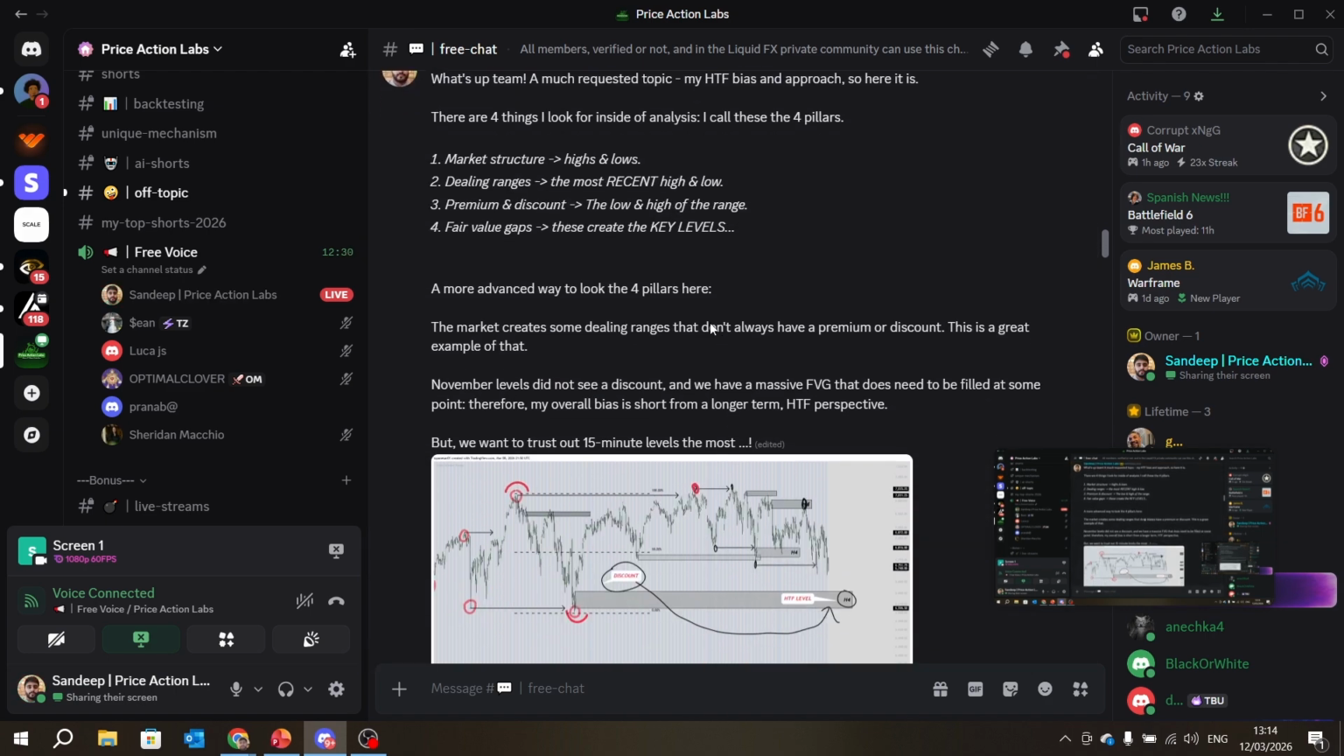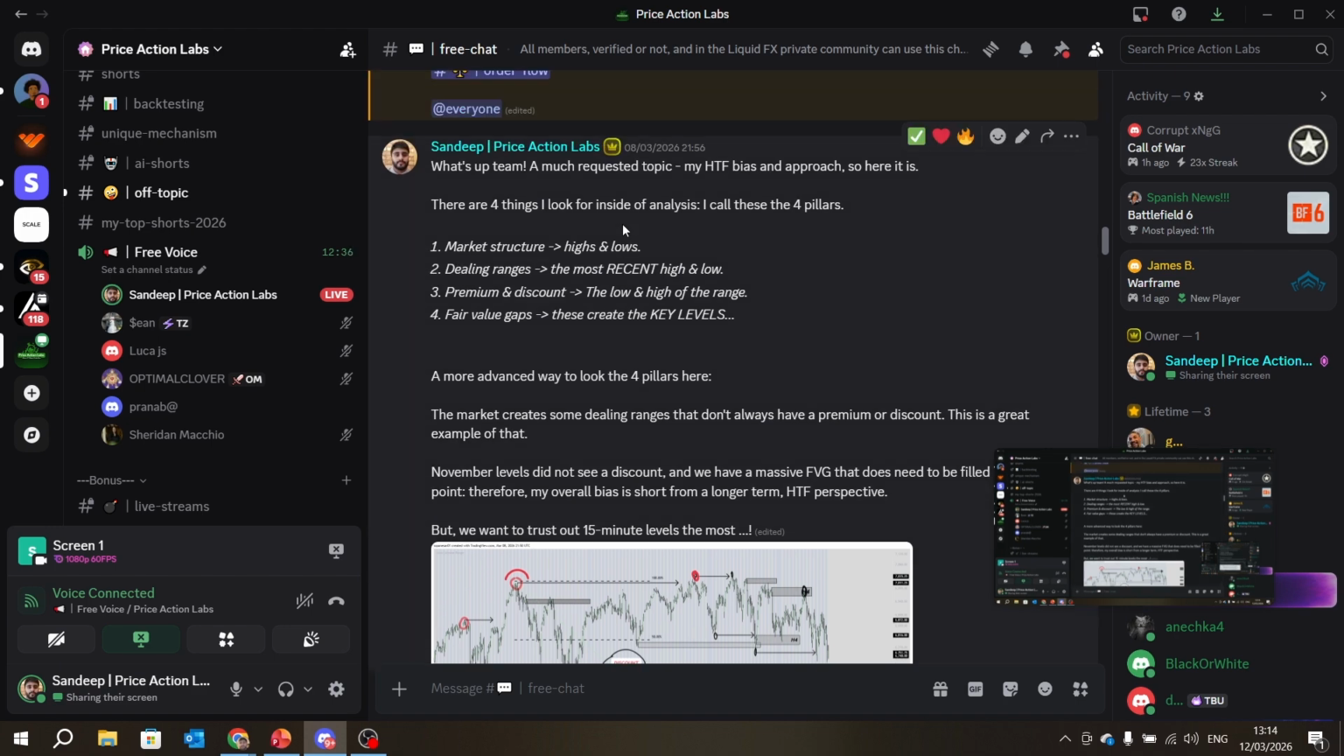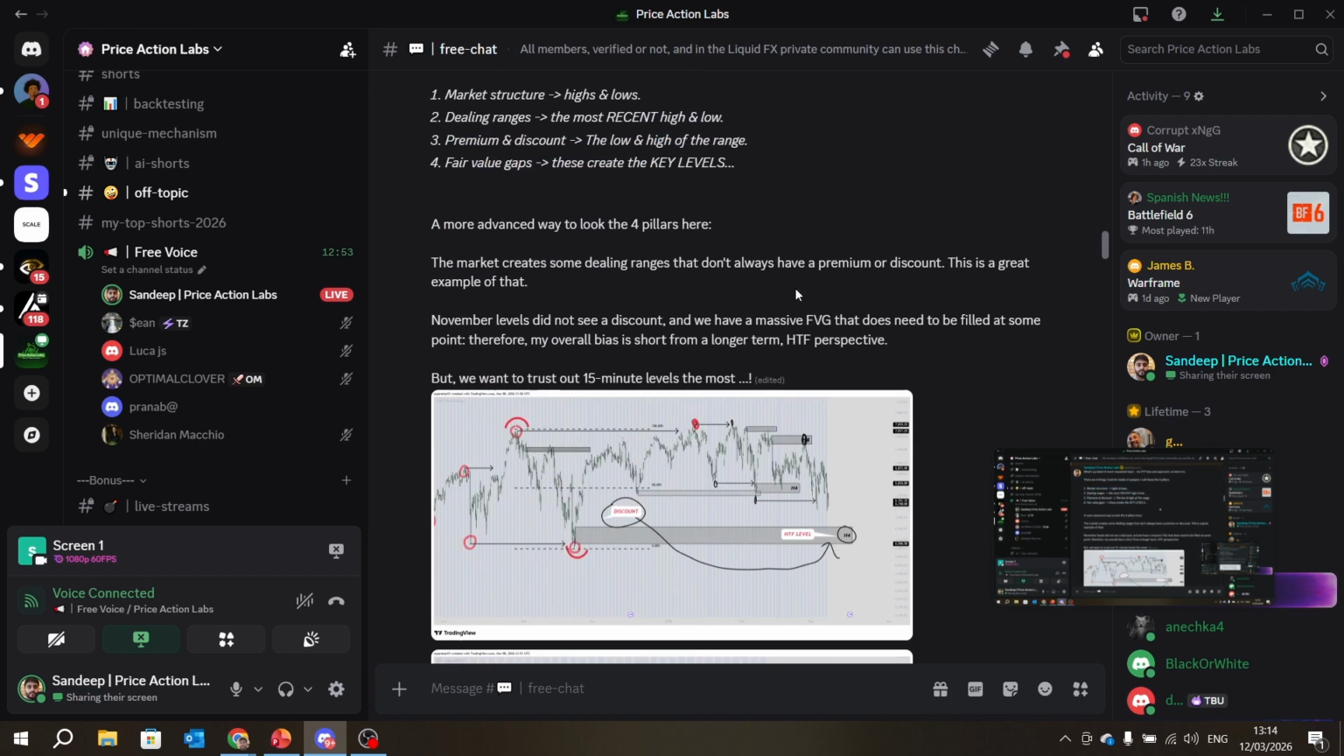So there's four things to look for when it comes to the four-pillar approach. Market structure, dealing range, PD arrays, fair value gaps. This is going to be recorded. However, you should maybe take a mental screenshot of this, because this is basically everything. Everything comes down to this, especially at the beginning. Later on, we then start doing key levels from here, order flow. Everything about key levels and order flow comes from these four steps, so make sure you have them.